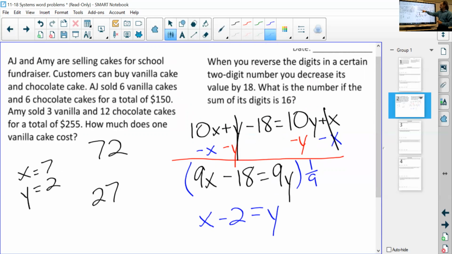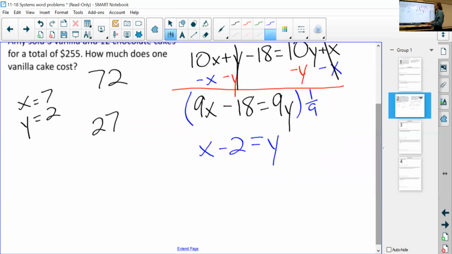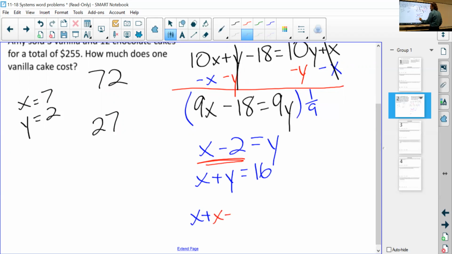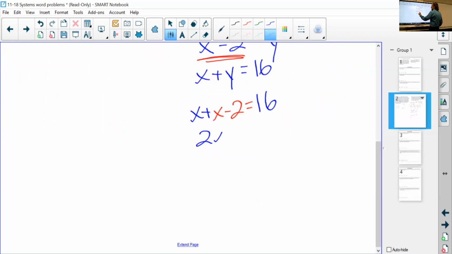What is the number if the sum of the digits is 16? So all that means, sum of the digits, is x plus y has to equal 16. Okay? And then this is pretty straightforward. We know what y equals, so I would use substitution. So I'd say x plus, and then the value of y is x minus 2, equals 16. So that gives us 2x, and if we move the 2 to the other side, equals 18.